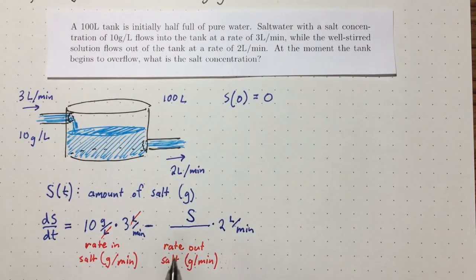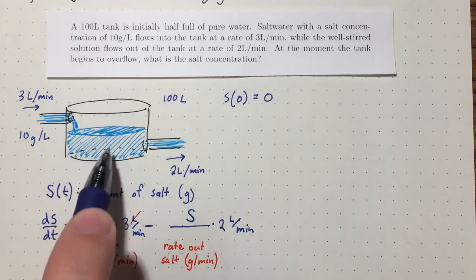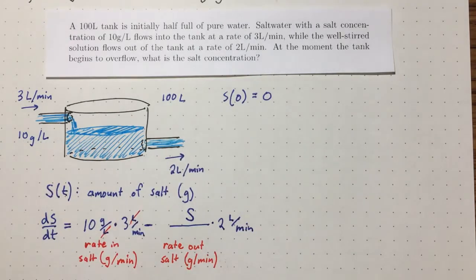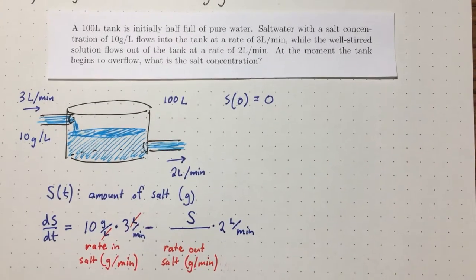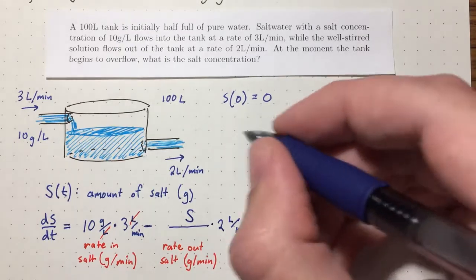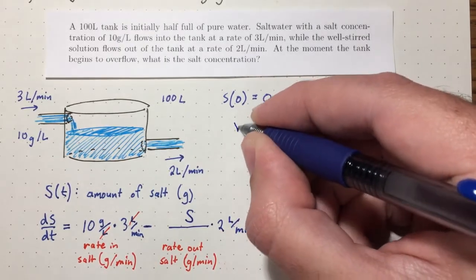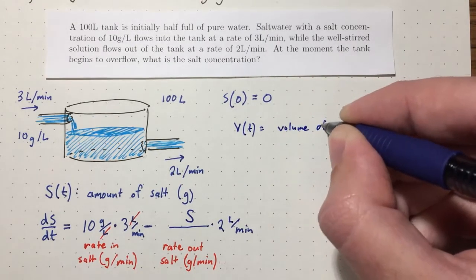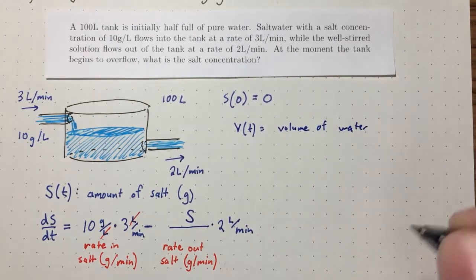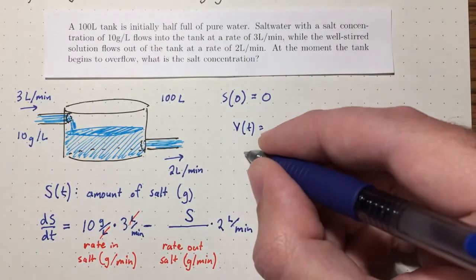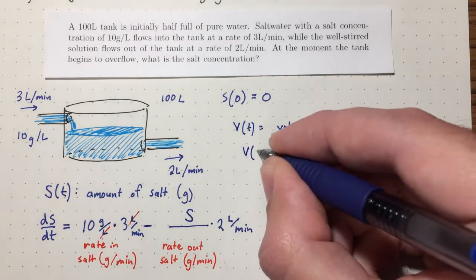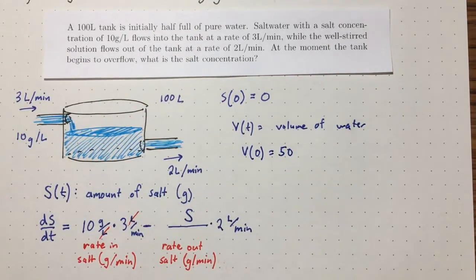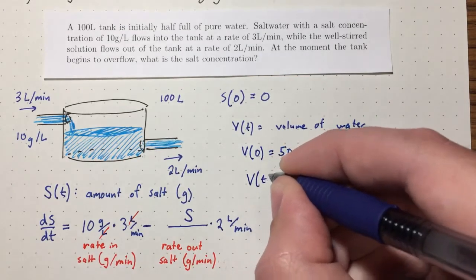And so that's the tricky part here. It's not a fixed amount. In the problem we did before, it was a fixed amount. But here the water level is changing. So we need to do a little side problem here. Let's say V of t is going to be the volume of water in the tank. We know that initially V of 0 is going to be 50, because it's half full of pure water. But in general, what is V of t going to be?